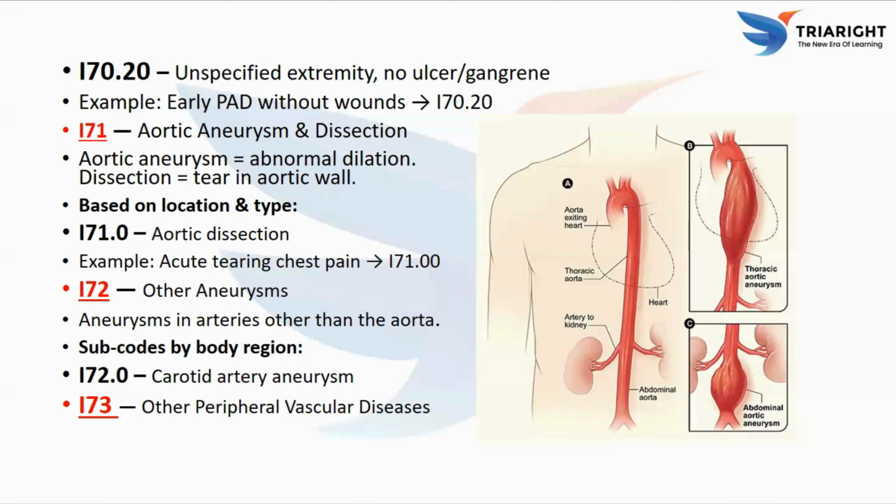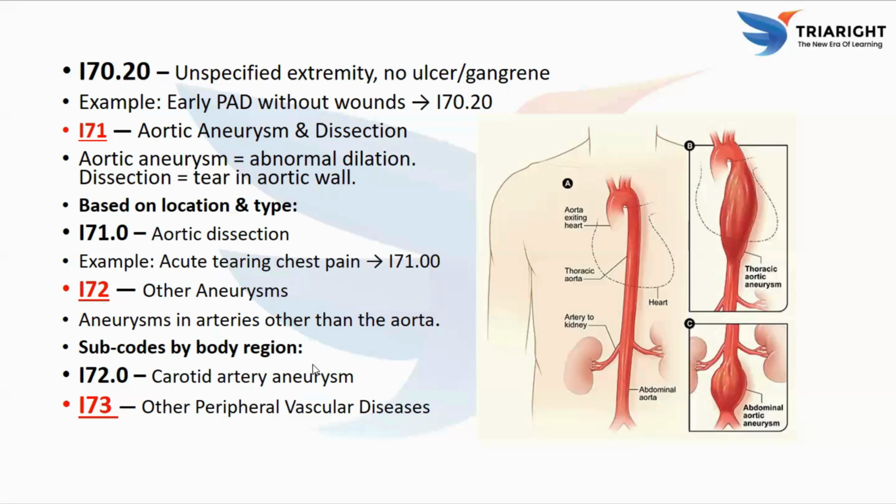I71.1 describes aortic dissection. What is the example? It is used for the classic symptoms such as acute tearing chest pain radiating to the back. So whenever a patient is diagnosed with acute tearing chest pain, you have to assign the code I71.00.